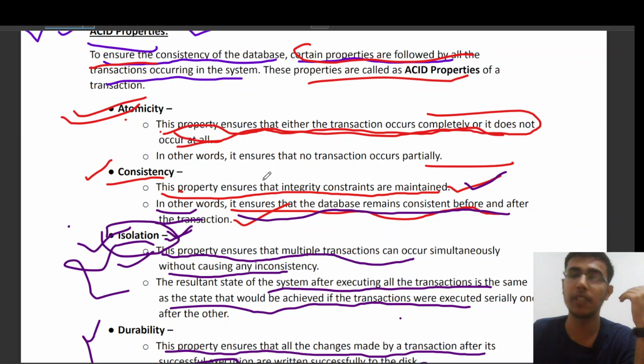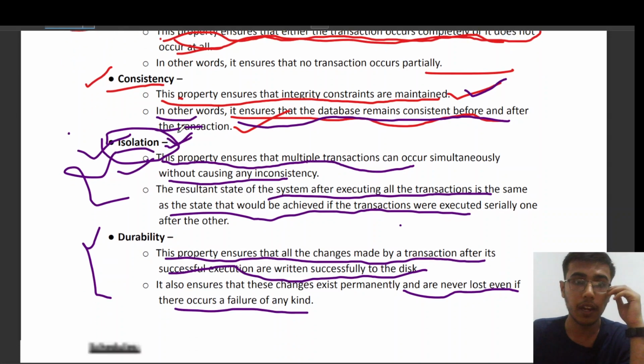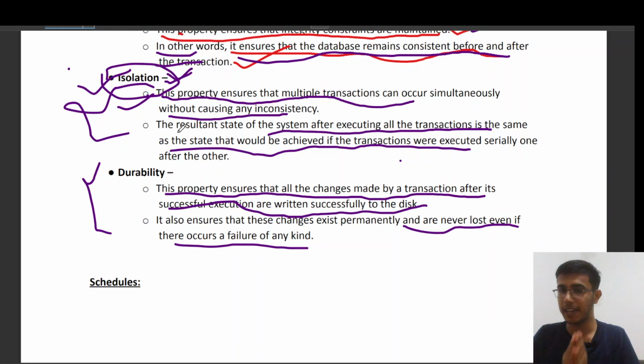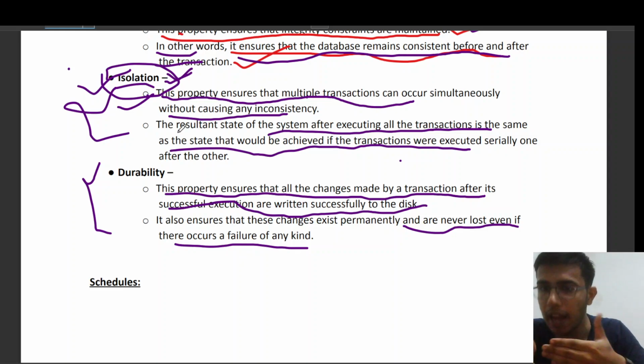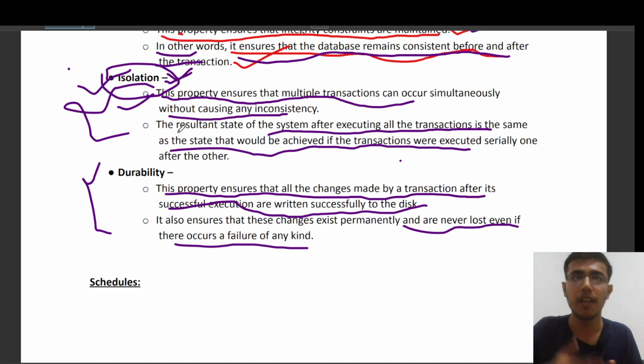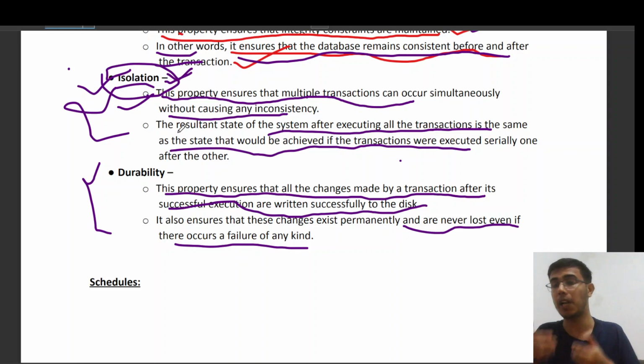Number third that we are basically going to see is isolation. Isolation basically says that suppose multiple processes are running at the same time. If multiple processes are running simultaneously in the system, they should not affect the consistency of the system. That is what we call isolation. The property ensures that multiple transactions can occur simultaneously without causing any inconsistency.